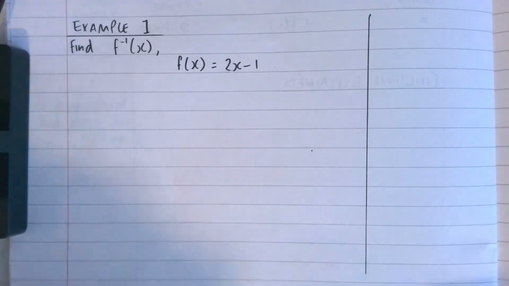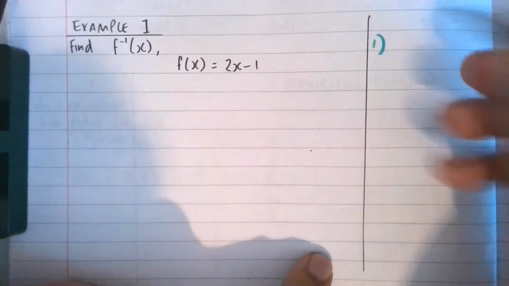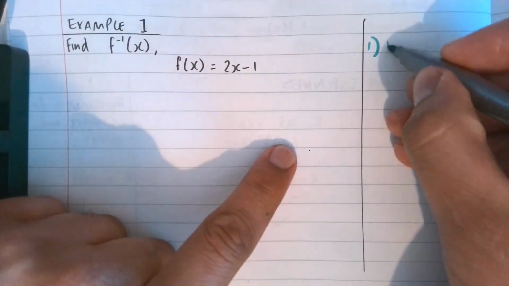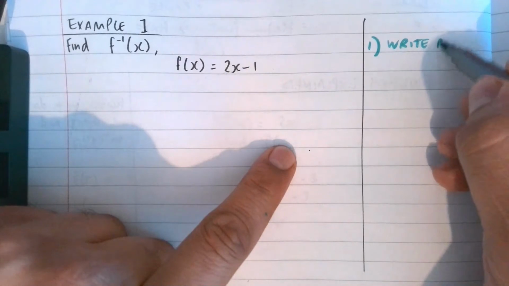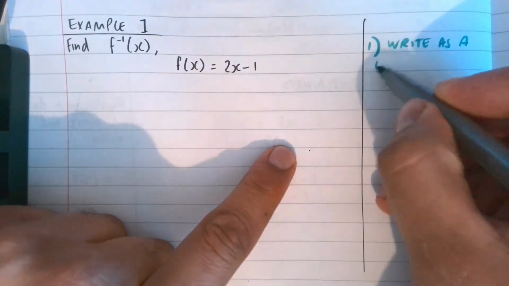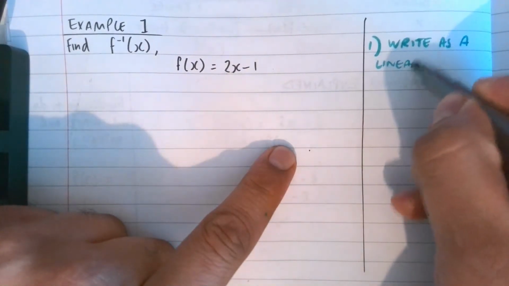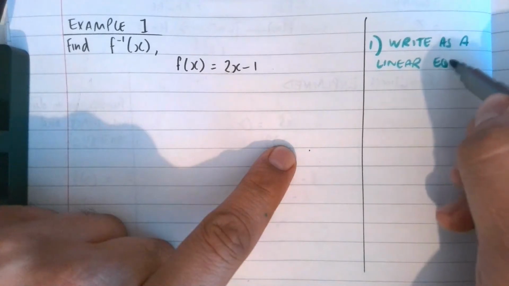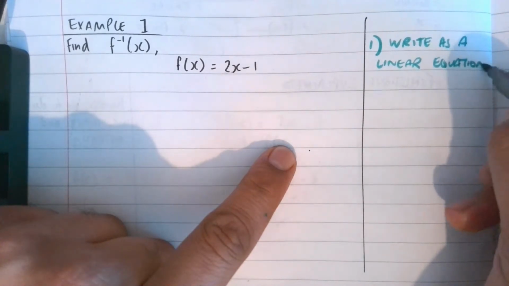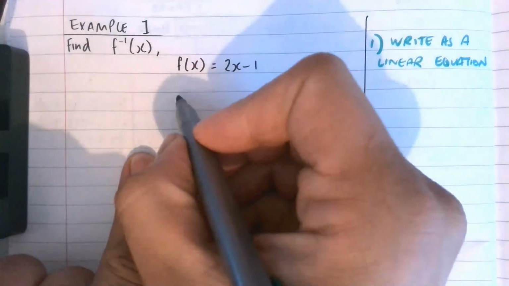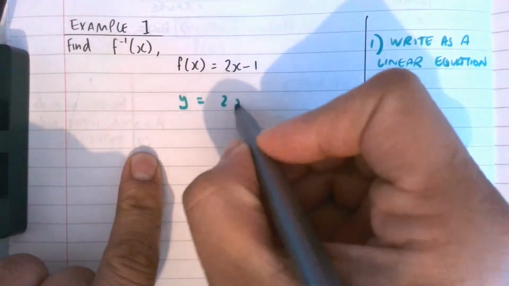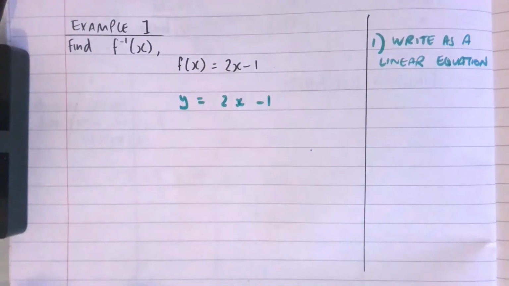Alright, so inverse functions are just like a weird version of rearranging. So our first step is literally going to be writing that function as an equation, right? So instead of writing f of x equals 2x minus 1, we're just going to write that as y equals 2x minus 1, because then we can do maths with that you should be kind of familiar with, right?